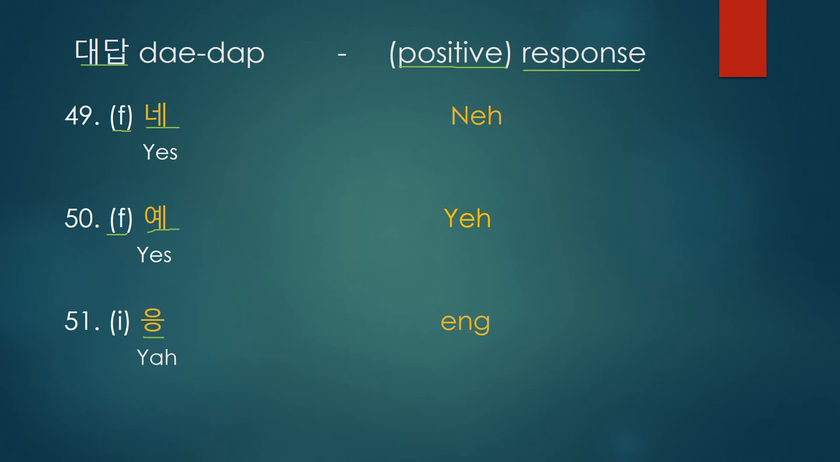Next, I'll show you the other expression. 네, 그렇게 하겠습니다. Yes, I will do it. The informal form: 응, 그렇게 할게. Okay, I'll do it. Informal form is 응, 그렇게 할게. Okay. So I'll show you the other expressions from the next page.